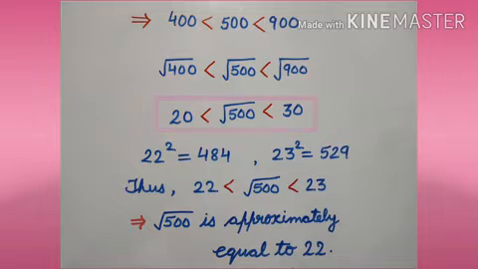Now narrow the range of estimation. Between 20 and 30, we know that 22 square is equal to 484 and 23 square is equal to 529. Here 500 is closer to 484 than 529 because the difference of 500 and 484 is less. Thus, the square root of 500 is approximately equal to 22.